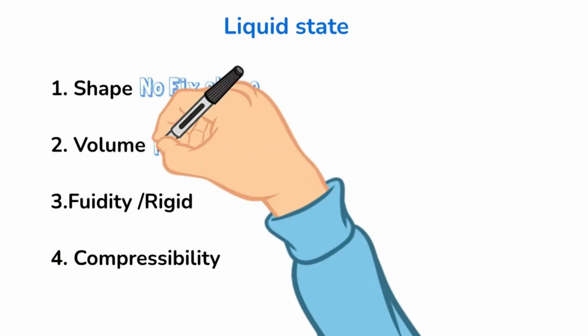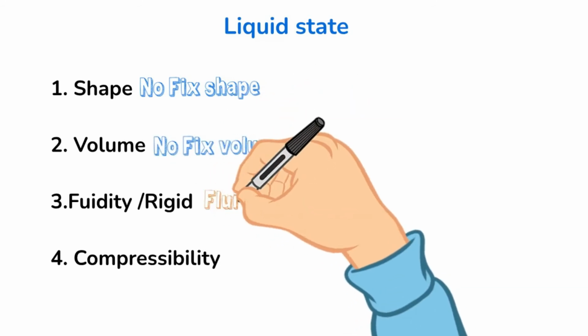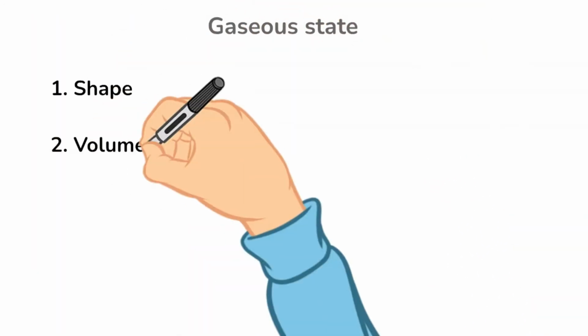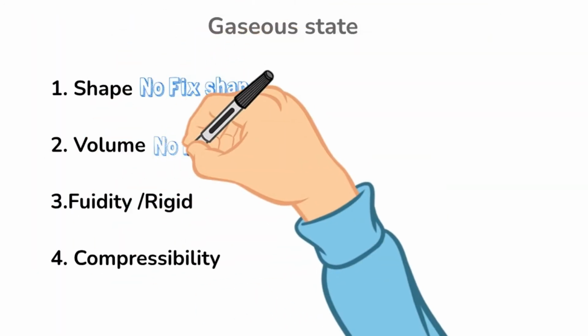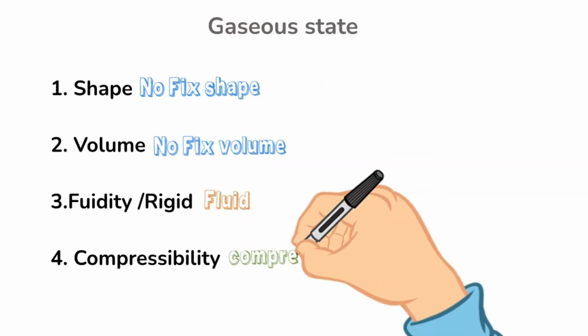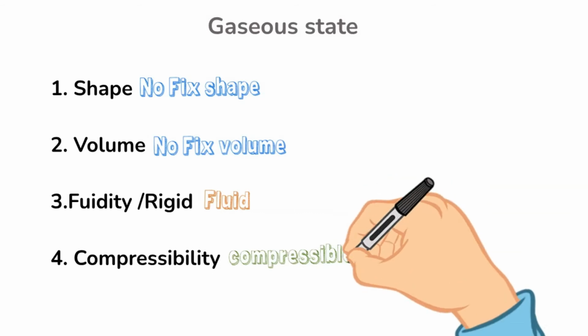They have a tendency to flow, meaning the liquid can flow. Liquids are incompressible. Gases have no fixed shape, neither fixed volume. They have a tendency to flow, likewise liquids. Gases are compressible, meaning they can be compressed.